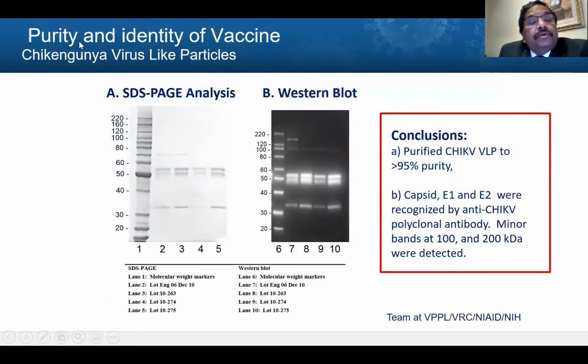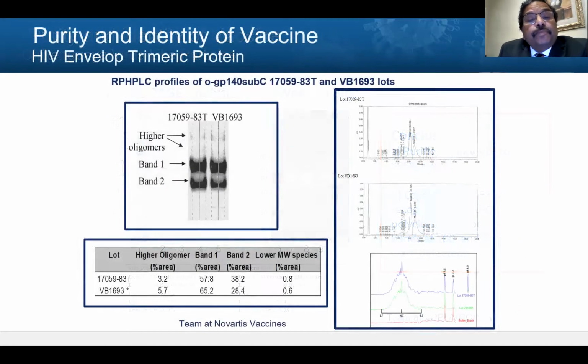The first part we want to show is the purity and identity. This example is the chikungunya vaccine. The first thing we did is an SDS-PAGE analysis. You can see that here we have E1, E2 protein. This is the capsid protein. All three proteins are present. And then we showed the Western blot analysis to demonstrate the identity of the vaccine.